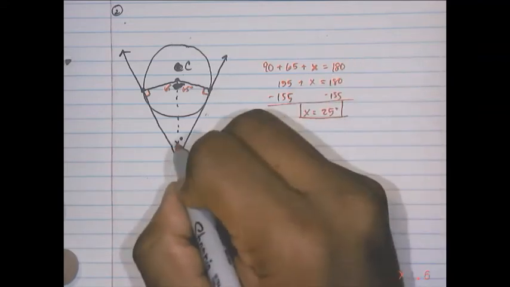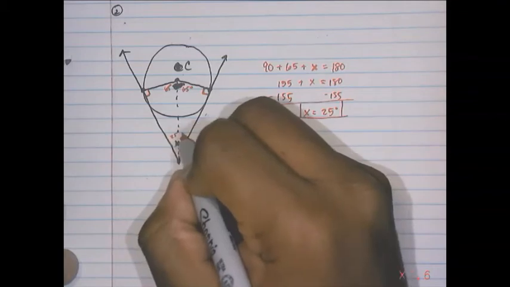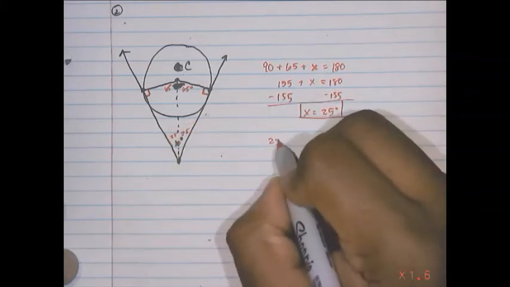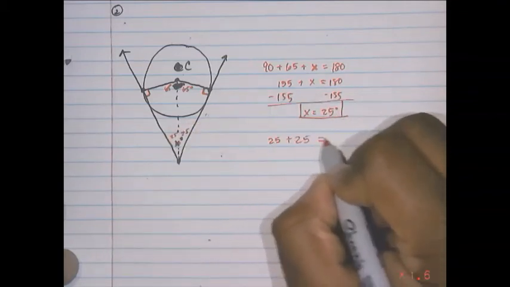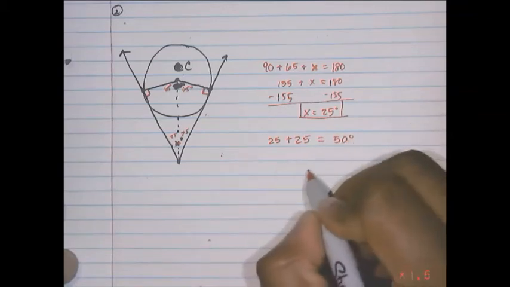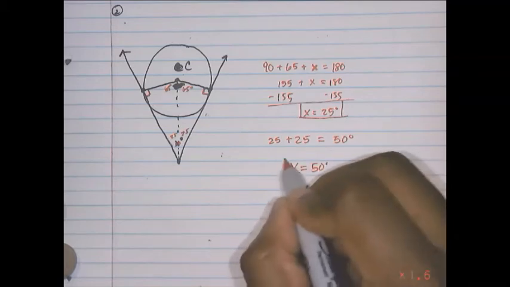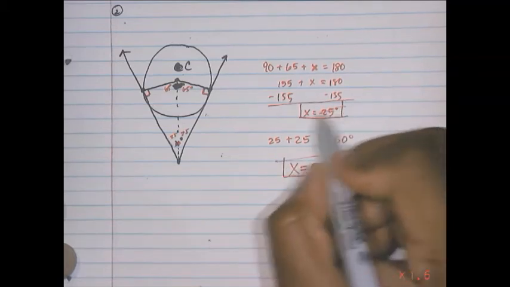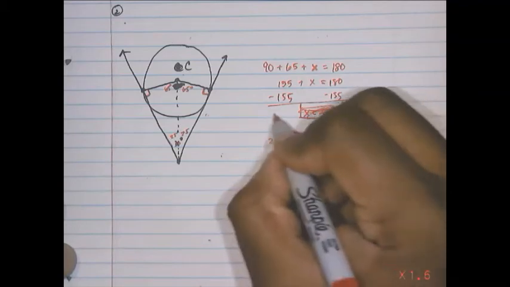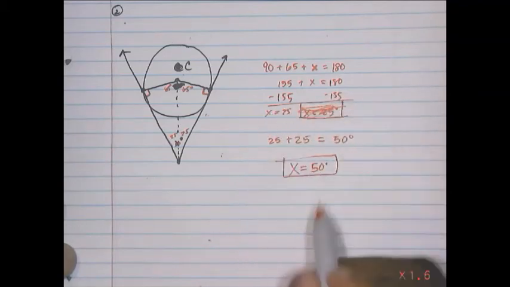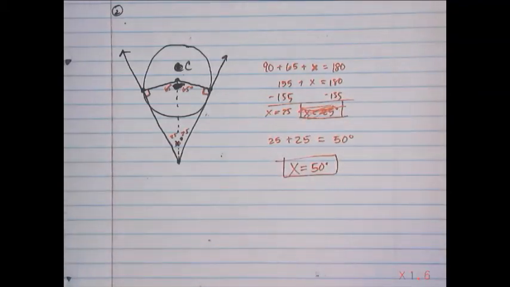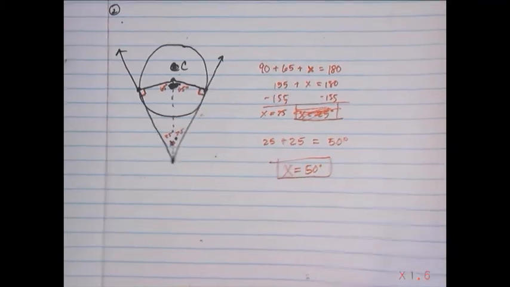So now if it's 25 over here, that means it's 25 over here. So 25 plus 25 equals 50 degrees. I shouldn't have put a box around that. Let's just say x equals 25, and then the final answer is 50 degrees. So again, tangent lines are not hard. We just have to remember their rules.